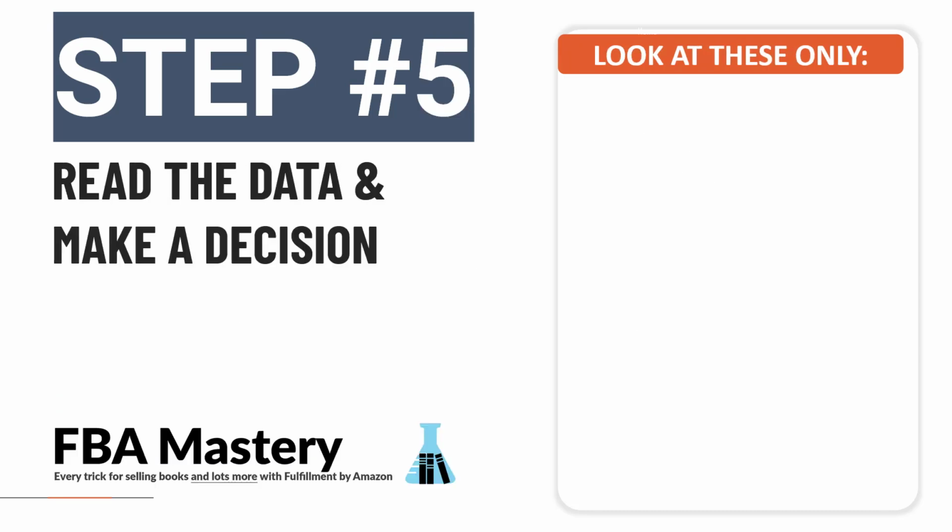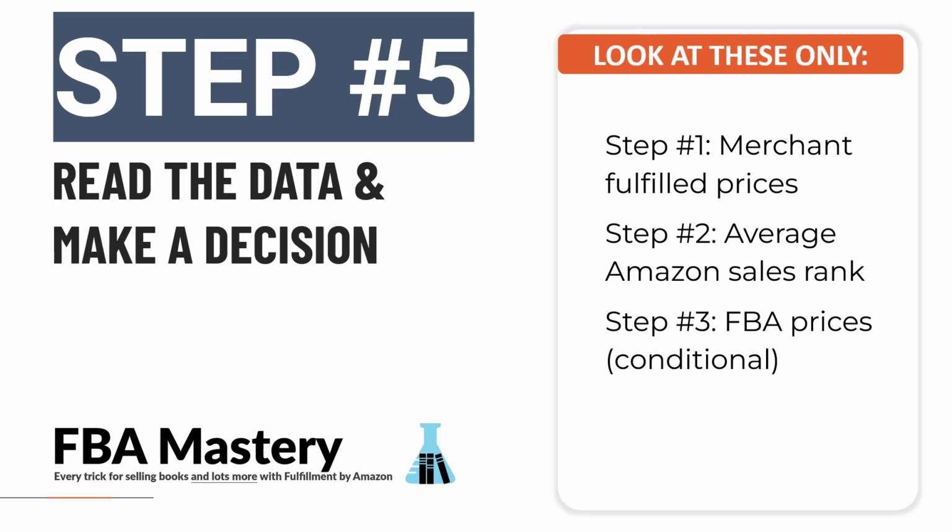Now, here's what we're going to spend most of our time on. Step number 5, how do you read the data and make a decision? I'm going to spend some time on each of these 3, but I'm just going to do the spoiler alert right now. Remember I showed you there were 24 or 25 different data points that you can see on the Scoutly app. You ready for this? I only look at 3. For 90 to 98% of the items that I scan, I'm only looking at 3 data points. Remember I said people are going to get mad at me for making this too simple. This is what I do.